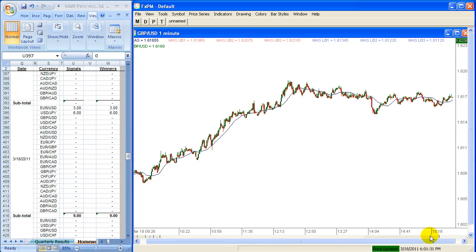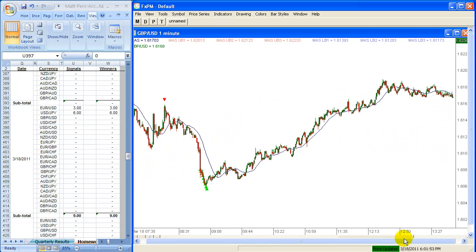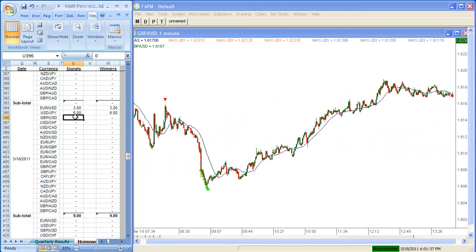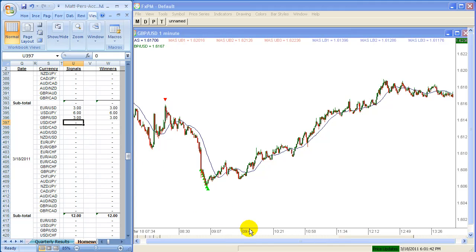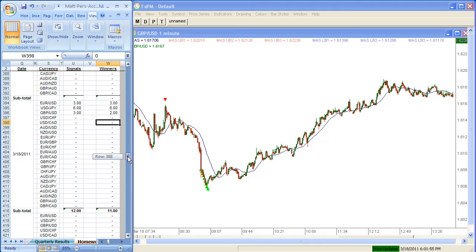So it looks like 3 signals, 2 wins, and a loss. So this was a 2 out of 3 on the pound dollar. So you see how this works for each currency pair. And again, everyone has a different strategy and different signals. So it's important to define that and go back and keep your log of wins and losses.